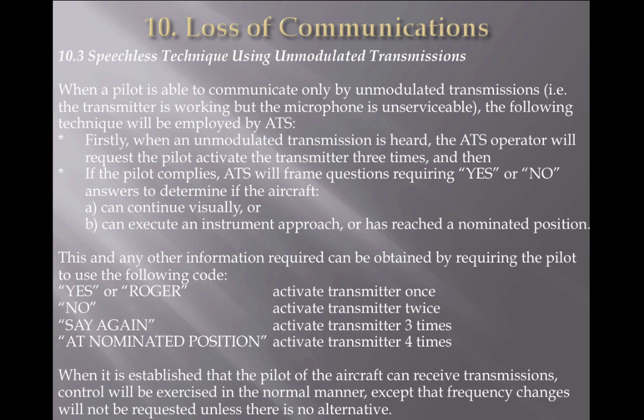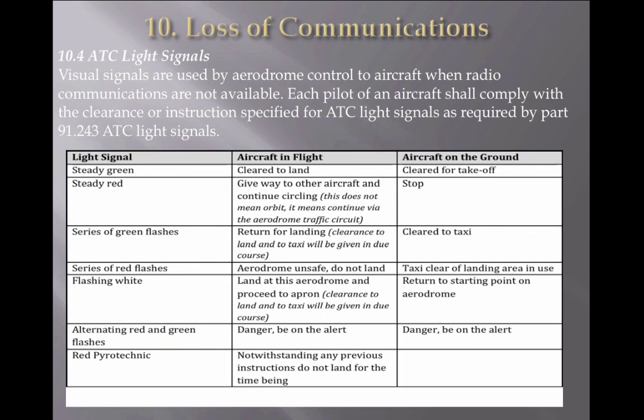This and other information required can be obtained by requiring the pilots to use the following codes. Yes or roger, 1 key on the transmitter. No, 2 keys on the transmitter. Say again, 3 keys on the transmitter. At nominated position, activate the transmitter 4 times. When it is established that a pilot of an aircraft can receive transmissions, control will be exercised in the normal manner, except that the frequency changes will not be requested unless there is no alternative.